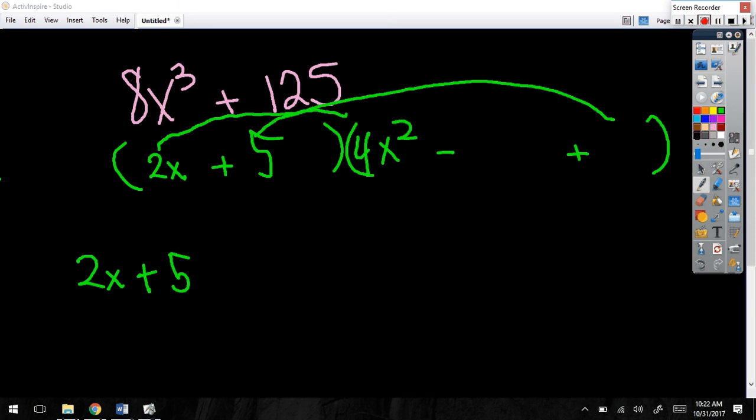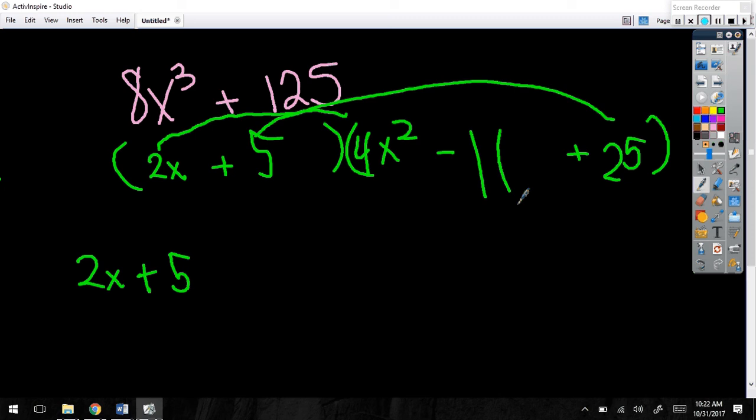25. And then you're going to put 2x plus. No, multiply them. Don't add them. What's 2x times 5? 2x times 5 is 10x.